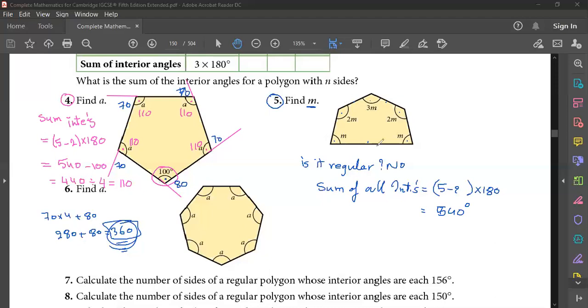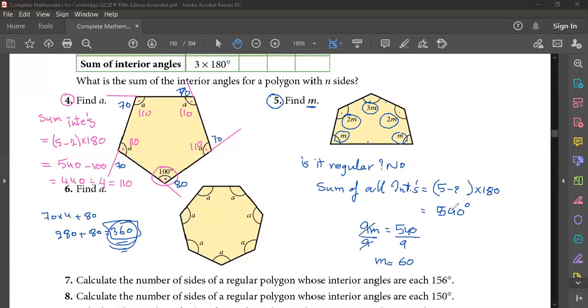How many m's? 1 2 3 4 5. Listen, 1 and 2, 2 m's, 3 m's. 3 m's and 3 m's, 6 m, and 2, 8, and 1, 9 m. So 540 divided by 9, so m equals 60.